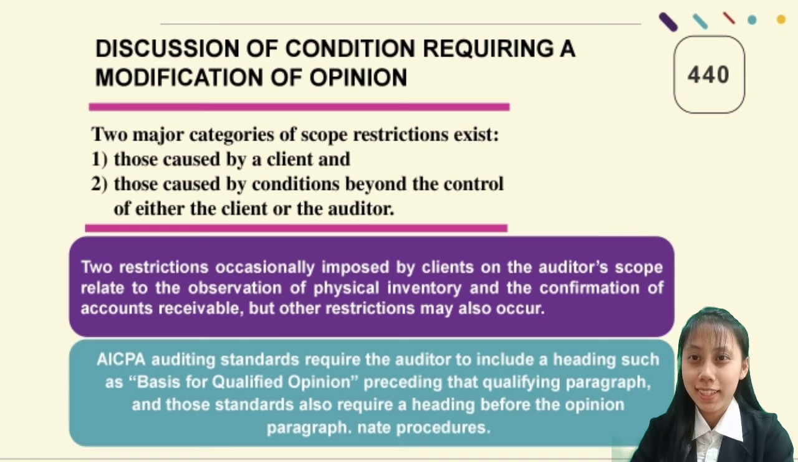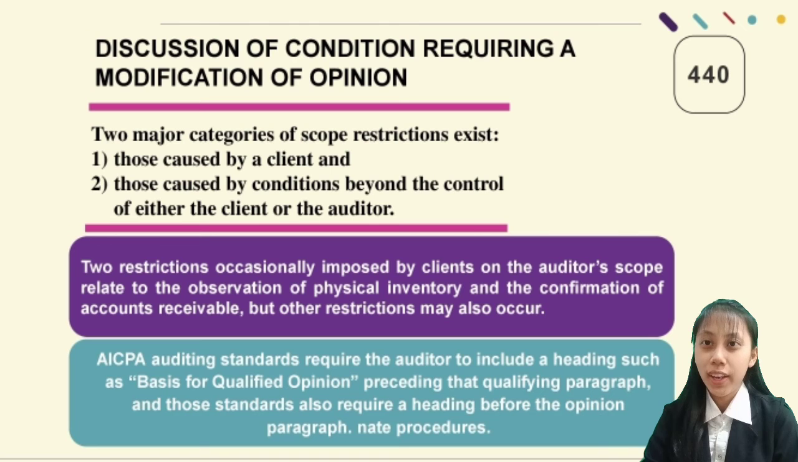Will continue the presentation. Here I'm going to explain the discussion of conditions requiring a modification of opinion. There are two major categories of scope restriction. The first is caused by the client, and the second is caused by a condition that is beyond the control of the client or the auditors.